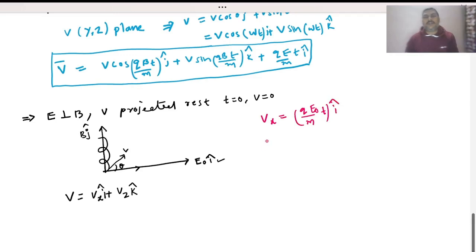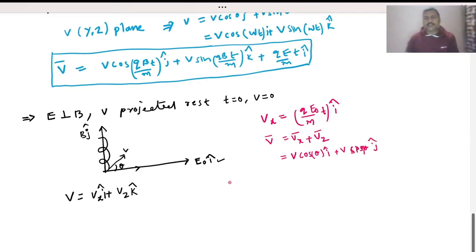By the magnetic field, V bar is along Vx and Vz, the xz plane, because the field is along the y axis, meaning the j axis. So the velocity of the particle in the xz plane gives a helical shape. So now V bar is equal to V cos theta i cap plus V sin theta j cap.